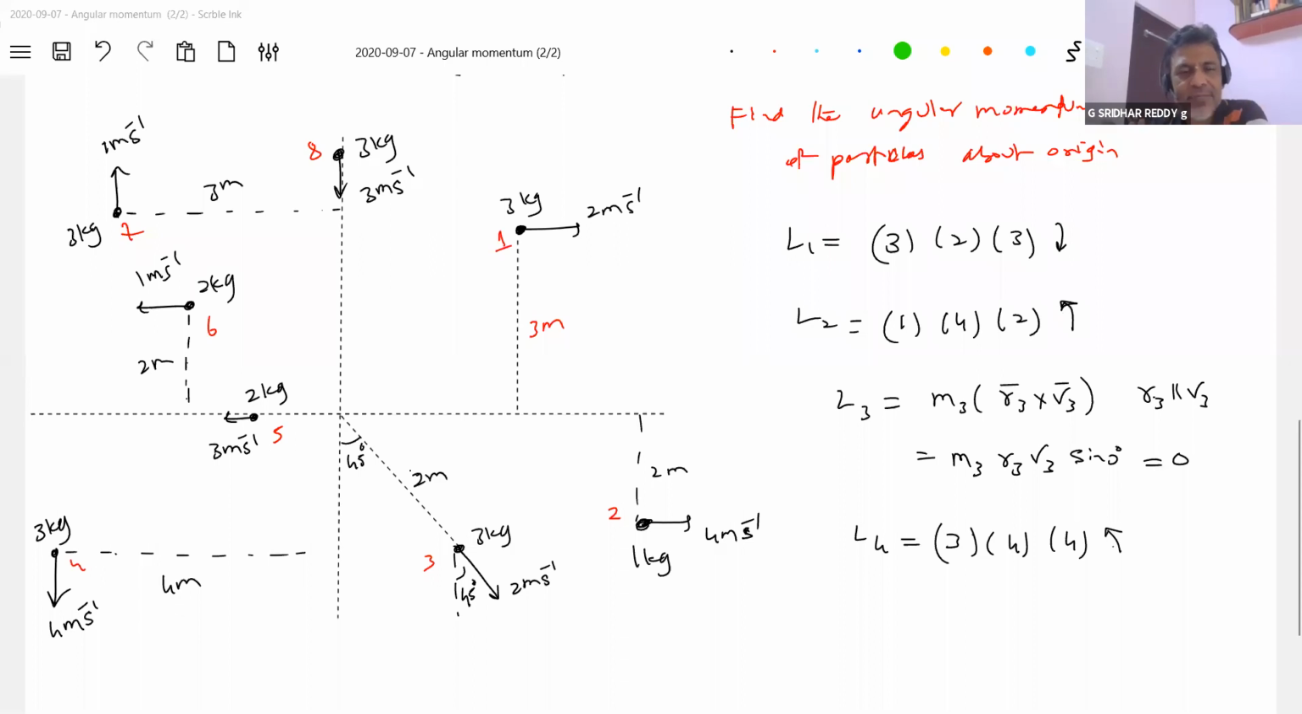Take it for granted. So put 4 meter like this, you should curl it. The thumb will be out of the plane.